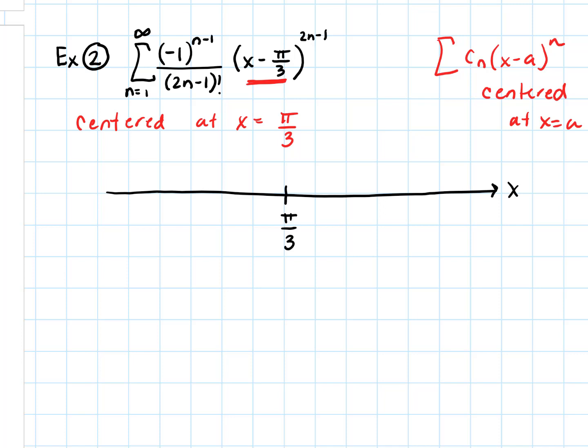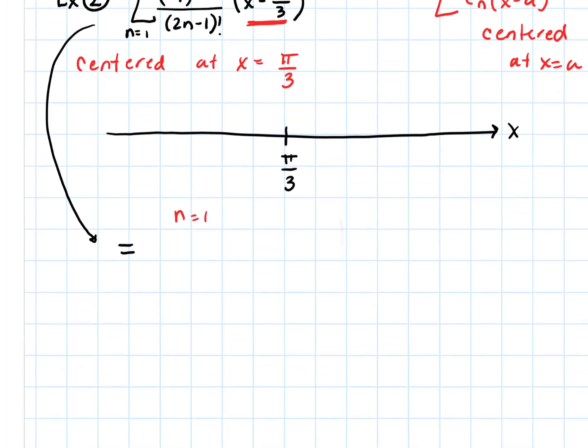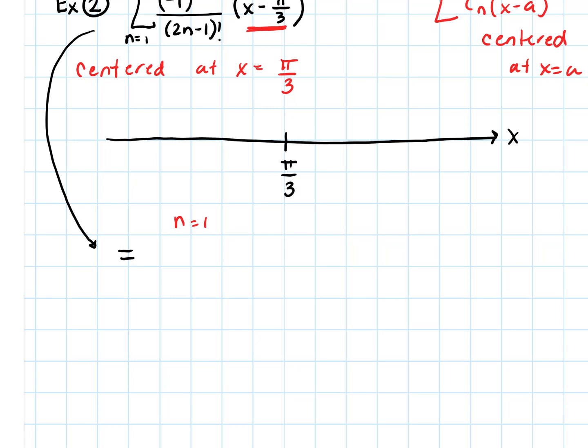Okay, so what does this look like if we actually were to expand this out? If we expand this power series out and look at what that infinite polynomial actually looks like, what would it be at n equals 1? So if I start to expand this out at n equals 1, I would have 1 over 1 factorial times x minus pi over 3 to the first.